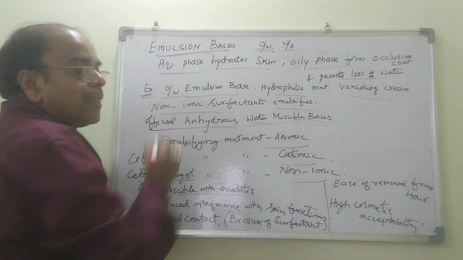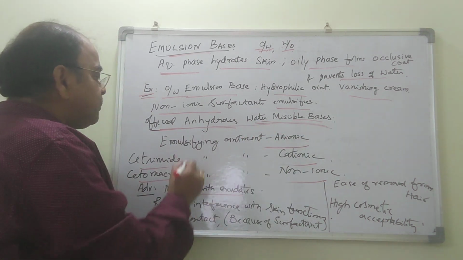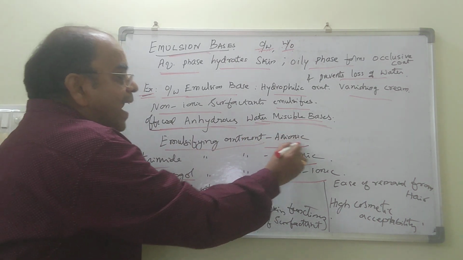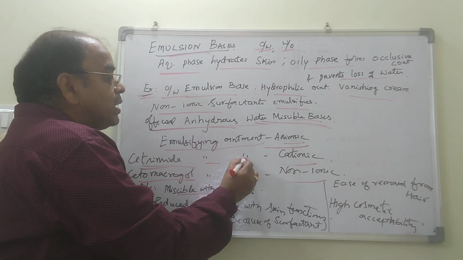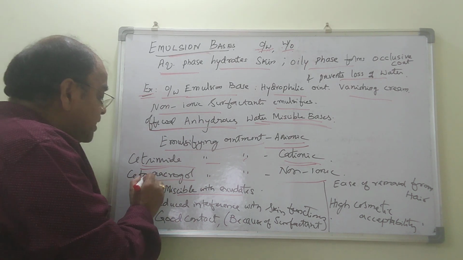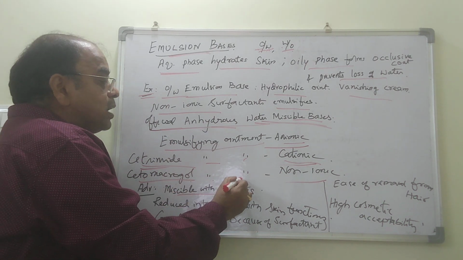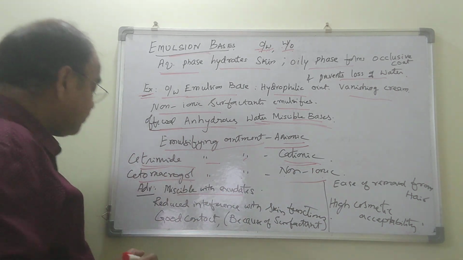Otherwise called as emulsion base, otherwise called as the water miscible base. Emulsifying ointment is anionic in nature, and cetrimide emulsifying ointment is cationic in nature. Cetomacrogol emulsifying ointment is the non-ionic. So we have all types here.